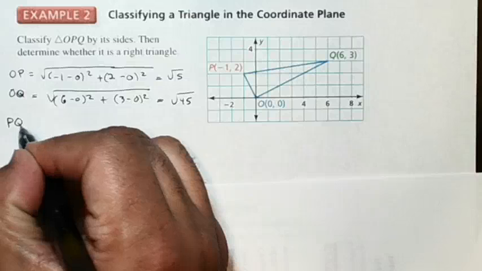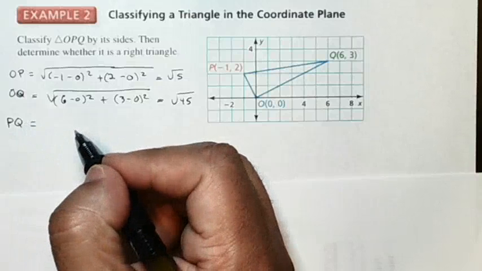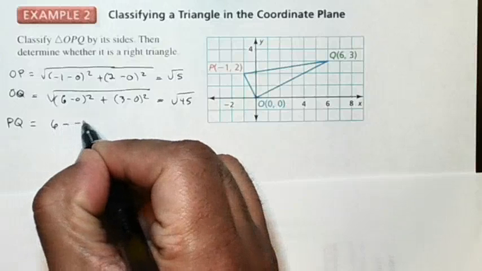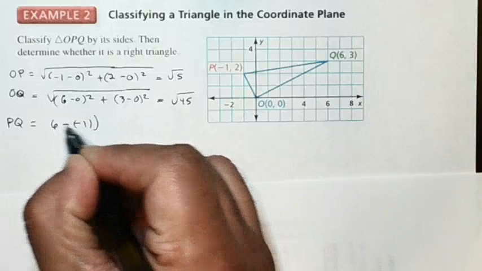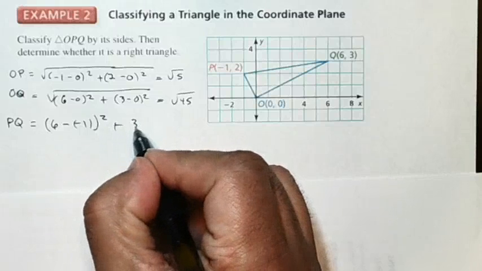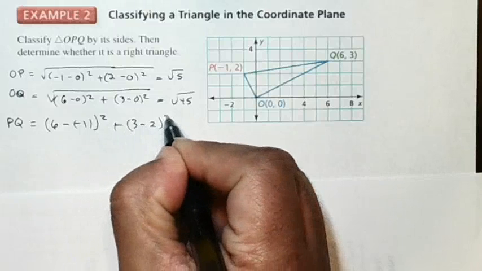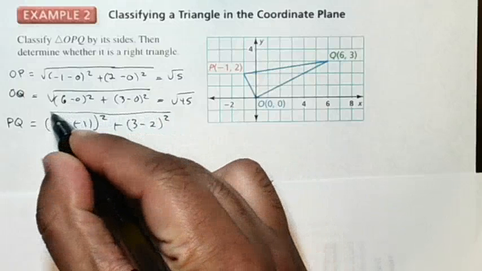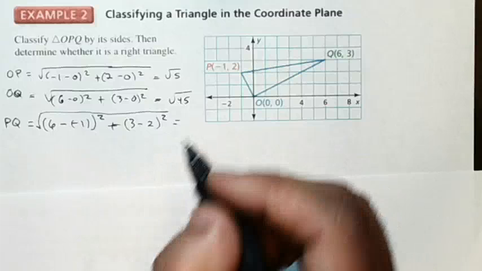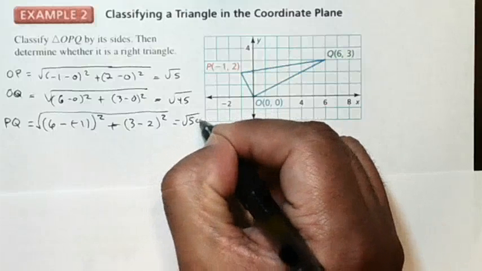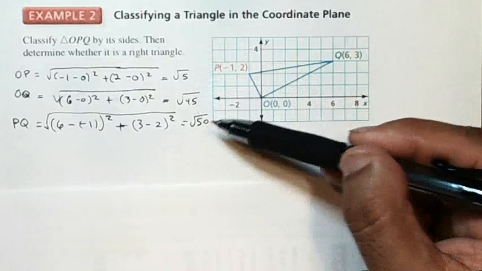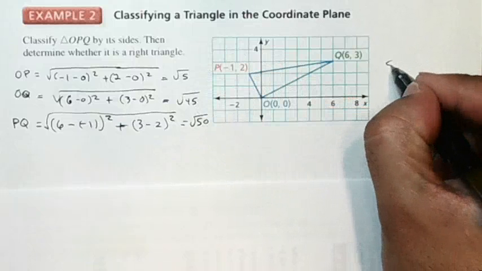And if I do the distance from P to Q, it's going to be 6 minus -1 squared plus 3 minus 2 squared. And if I simplify that out, that comes out to be the square root of 50. Alright, so all these 3 are going to have different lengths, so that means it's going to be a scalene triangle.